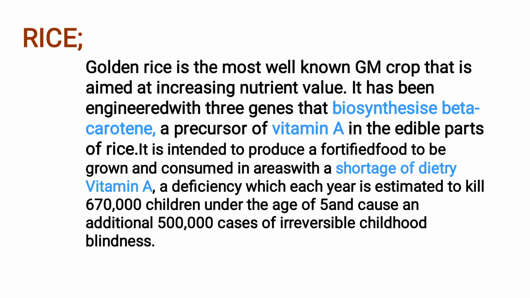Next is rice. Golden rice is the most well-known GM crop that is aimed at increasing nutrient value. It has been engineered with 3 genes that biosynthesize beta-carotene, a precursor of vitamin A, in the edible parts of rice. It is intended to produce a fortified food to be grown and consumed in areas with a shortage of dietary vitamin A, where deficiency each year is estimated to kill 670,000 children under the age of 5 and cause an additional 500,000 cases of irreversible childhood blindness.